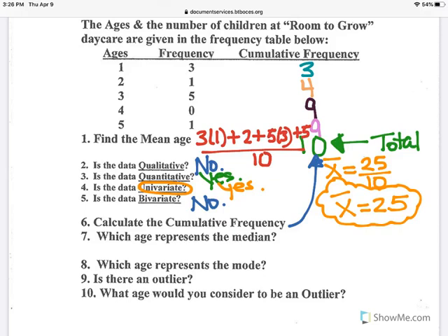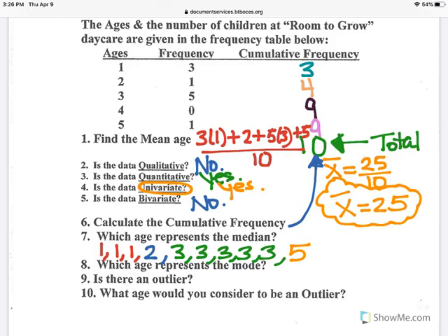So we have age 1 needs to be written 3 times, so 1, 1, 1. Age 2 is written once. Age 3, we have to write 5 3s here. Age 4, we're not going to write a 4 because there is no 4. And age 5 only needs to be written once. So, since there are 10 total numbers, that's an even number, there's going to be 2 middle terms. We are going to circle those 2 middle terms.